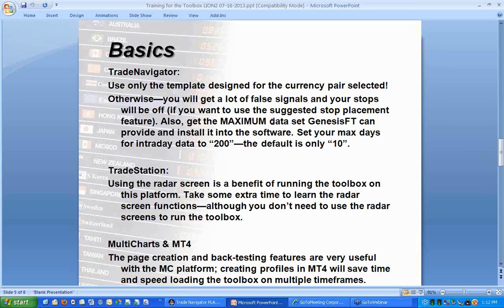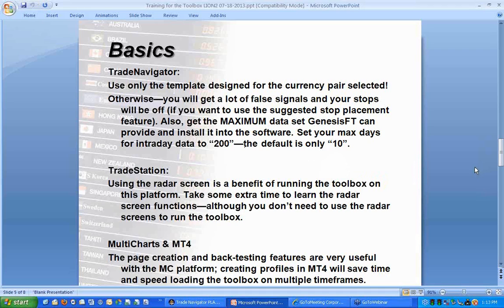Also, you want to get the maximum data set that Genesis can give you. You want to set your maximum days for intraday data to 200. The default is 10 days. You don't want that. You want 200 days or more for intraday data. And the reason you want that is that the more data you provide the algorithm, the more accurate the signal. On TradeStation, those things are true as well.